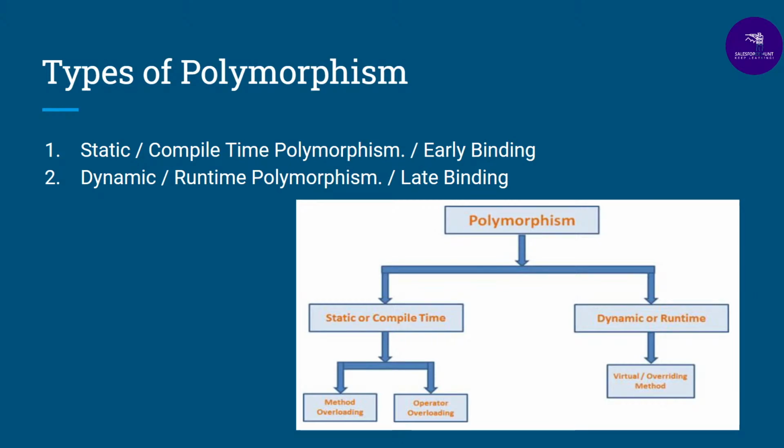Let's just focus on this diagram. In this diagram we have lots of things. One is static or compile time, and one is dynamic or runtime. Static or compile time we can achieve with the help of method overloading and operator overloading. Under Apex we don't have any operator overloading concept, but we can use method overloading. Dynamic or runtime polymorphism we can achieve with the help of virtual or overriding methods. Just focus on this diagram, it is very important for us. Now let me show you how to achieve that.